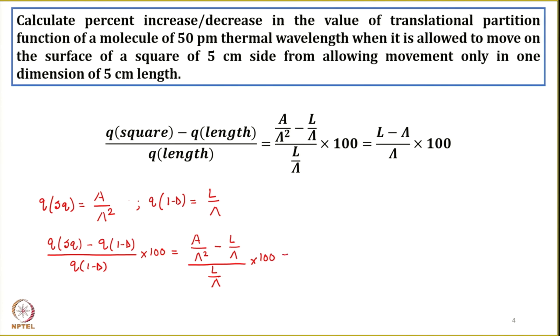This is equal to what? This is equal to area minus L times lambda divided by lambda square into L into lambda into 100, which is equal to, area is nothing but length square, length square minus length times lambda divided by lambda square into length into lambda into 100. So the common factor of L and L cancel. This lambda and this lambda cancel. So therefore what I have is this expression: L minus lambda divided by lambda into 100.